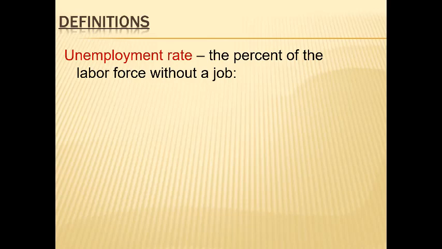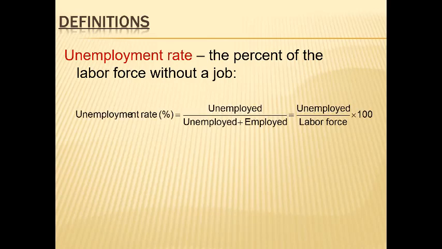But let's start with the big one, the unemployment rate. And that is defined as the percent of the labor force without a job. And here's what the math looks like. So we take the number of unemployed and divide that by what's called the labor force. Now, the labor force consists of the people who are unemployed plus all people who are employed. Okay, and then that's expressed always as a percentage. So multiply it by 100.